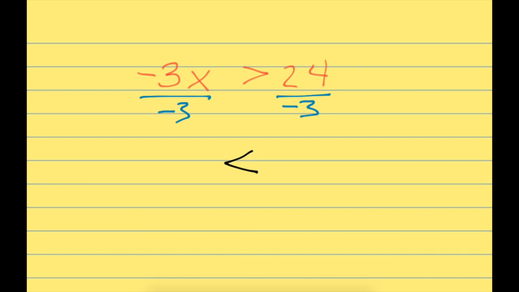The same thing happens with division. If I have negative 3x is greater than 24, I know that I need to solve that by dividing by negative 3. But when I divide by a negative number, I need to switch the direction of the inequality. And so I get x is less than negative 8.